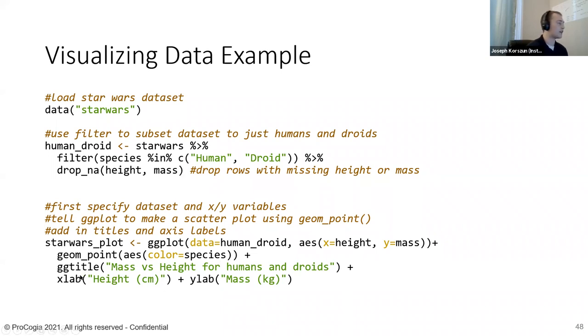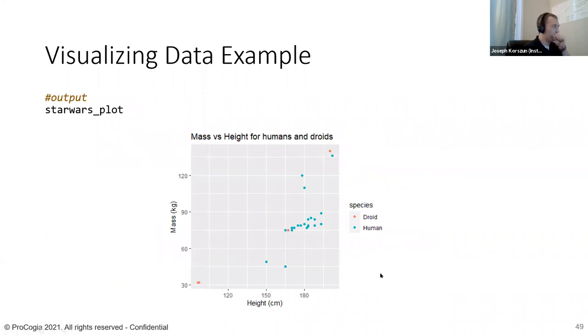And then we'll simply apply a title, a ggplot title. It'll be mass versus height for humans and droids. And then we're going to be applying our labels to our axes, which are height and mass. And then we're going to finally print out our output. So you can see this is what the visualization looks like.